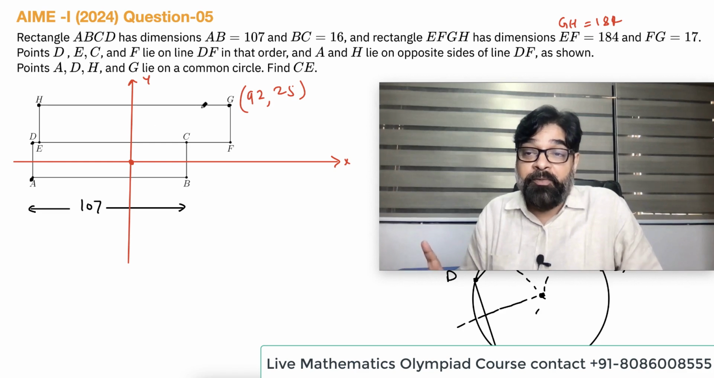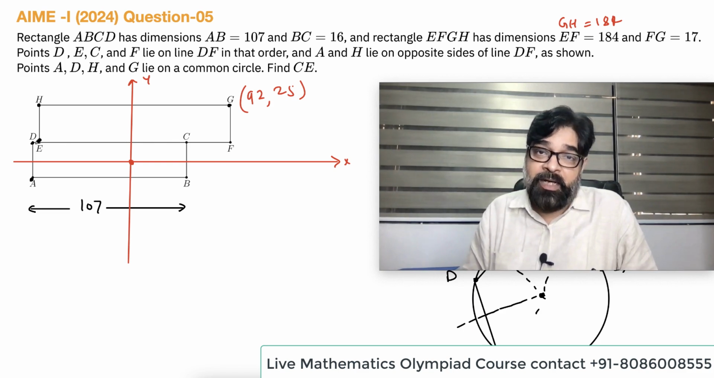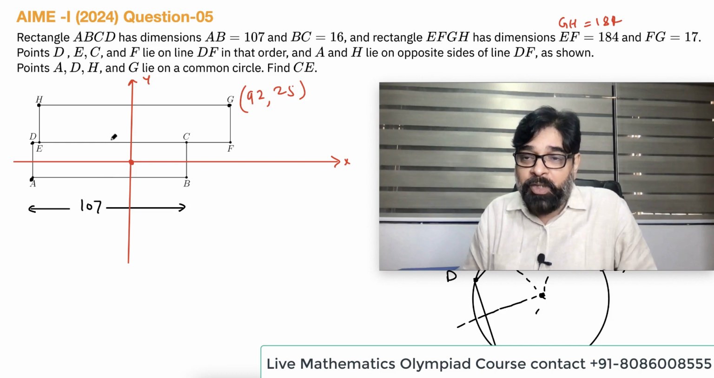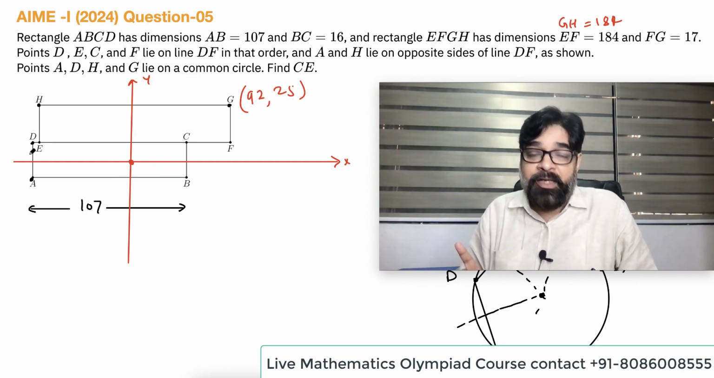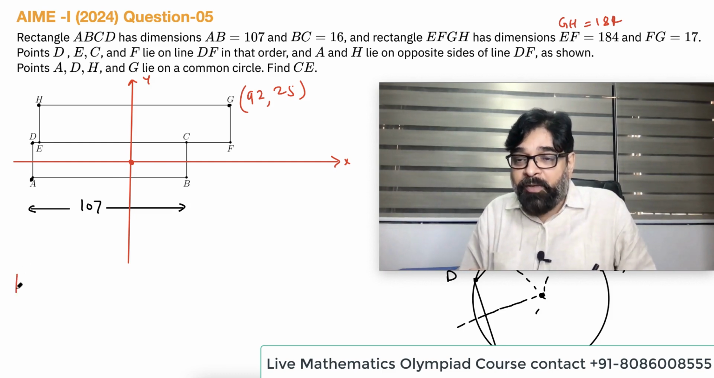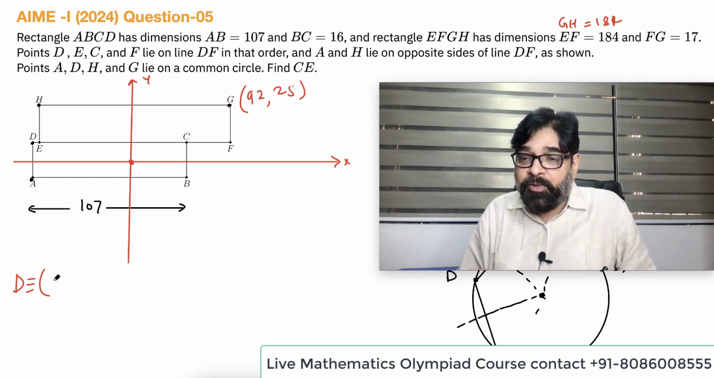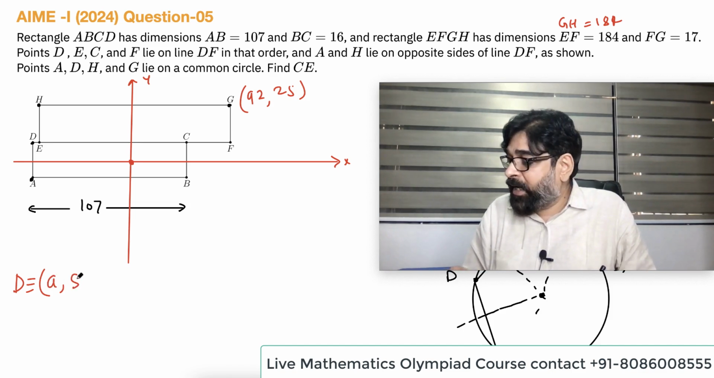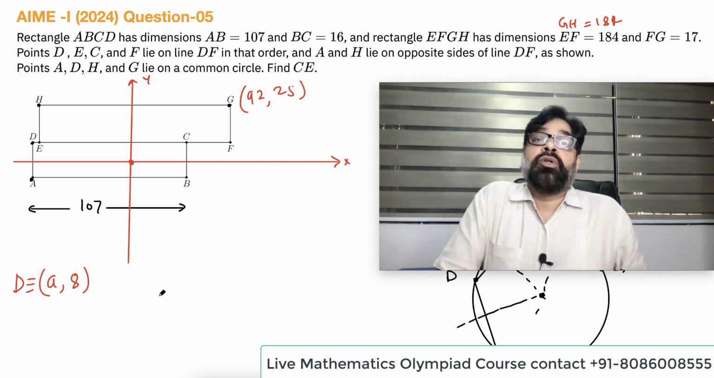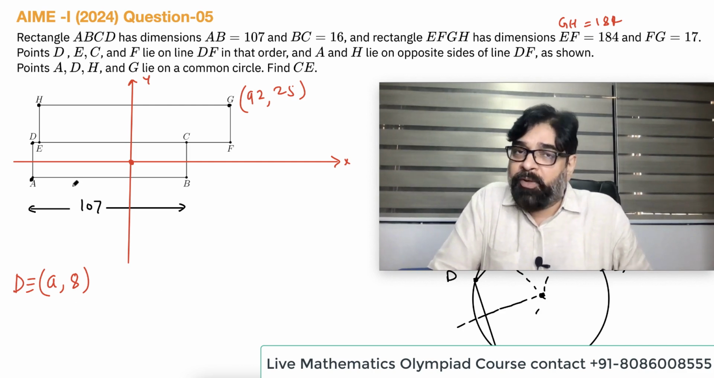The question should be clear. They have to find CE. CE means this length. To get this length, I need ED length. Understand? Then automatically we'll get this length, because this total length we know. If I can get ED, our question is solved. Now think for D coordinate, try to write it. D coordinate will be what? This length I don't know. This length we know. This is 8. Am I right? So this will be, let's say, a comma 8. Question over. Finish. If I can get a, our question is solved.